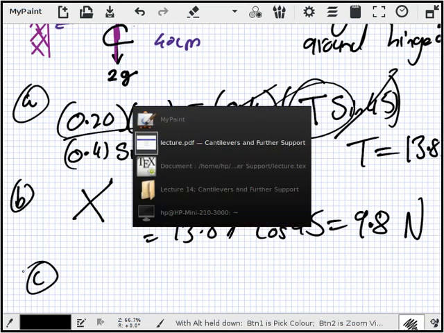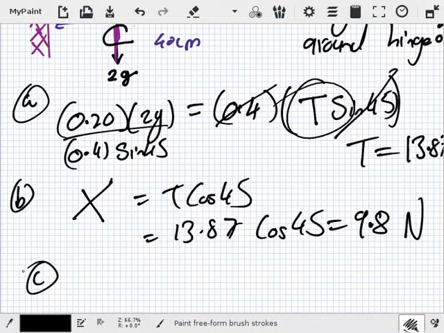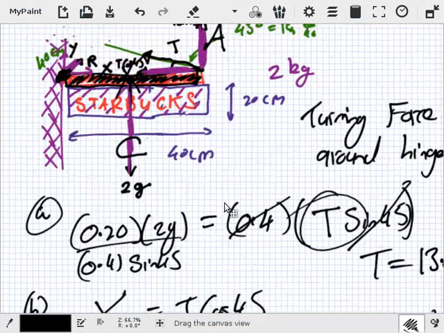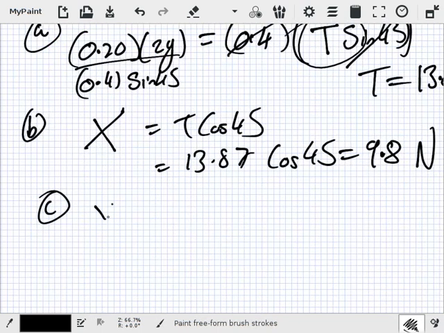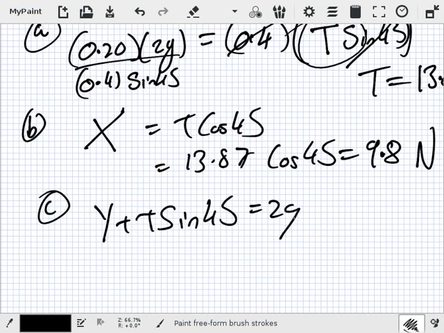Let's check. Yeah. So, if I go back to my picture, the up force Y, well actually, how many up forces are there altogether in the picture? How many forces are pointing up in this picture? Two. What are they? Y and, well, yeah, what you call the A, the T sine 45. And what about the down forces? 2G. So, we can say Y plus T sine 45 equals 2G.